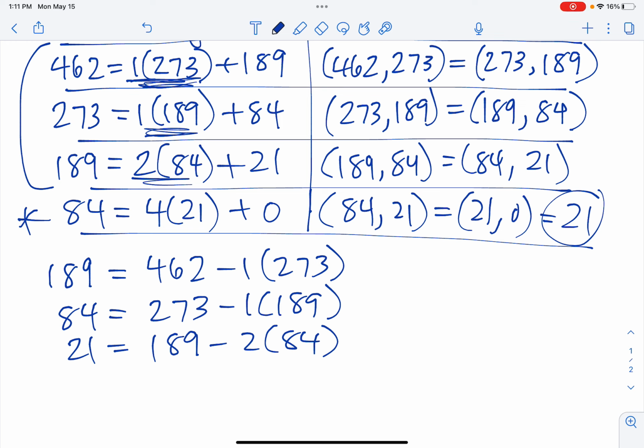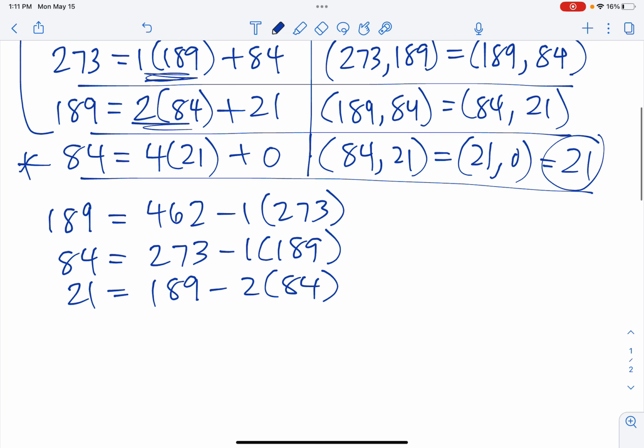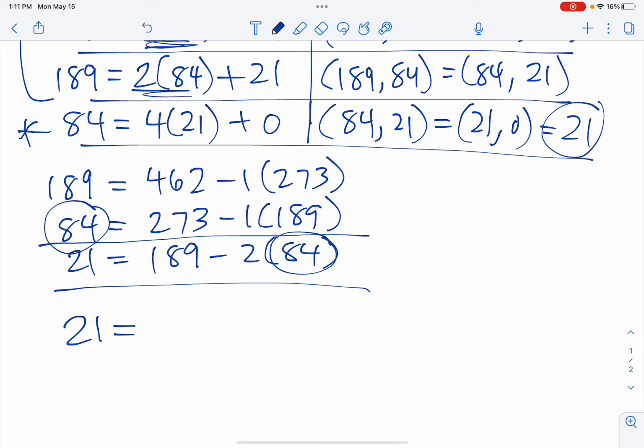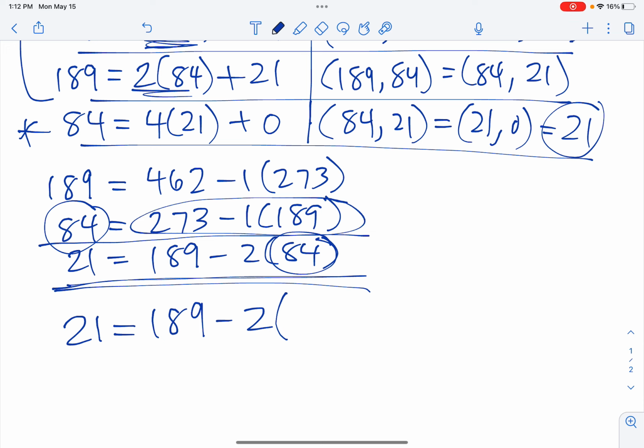And now we're going to plug them into each other. Start with the smallest one, because that's the one that has 21 in it. That's what you want. You want 21 equals, and you're going to plug the next one up into it. Notice this one has 84, so you're going to plug that there. When I write this out, 21 equals 1, and I'm just copying it. Copy, copy, copy. But when I get to the 84, I replace it with what it equals.